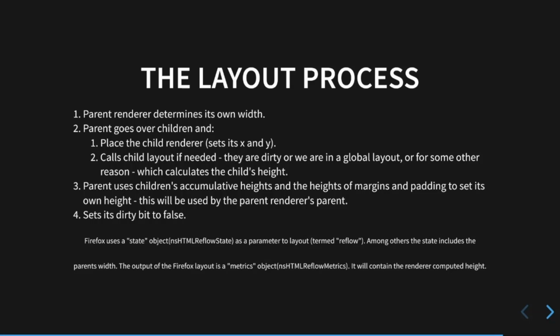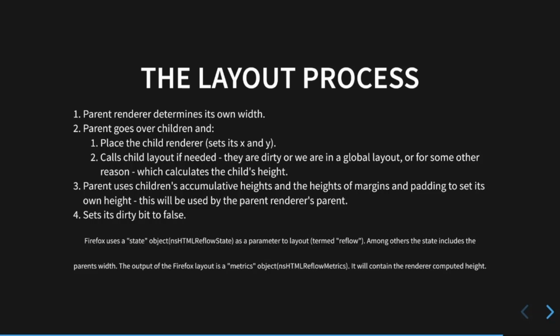The parent goes over its children and places each child renderer, which sets its x and y. It calls the child layout if needed, if the child is dirty, or in a global layout, or for some other reason, which calculates the child's height. The parent uses the children's accumulative heights and the heights of margins and padding to set its own height. This will be used by the parent renderer's parent. It then sets its dirty bit to false.